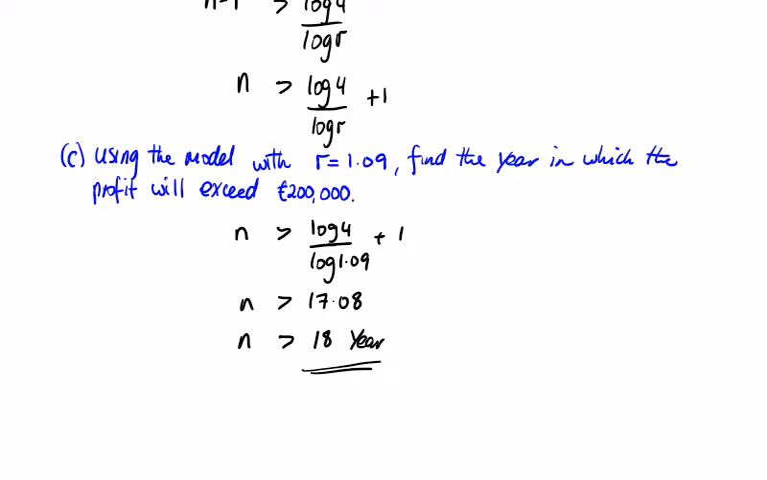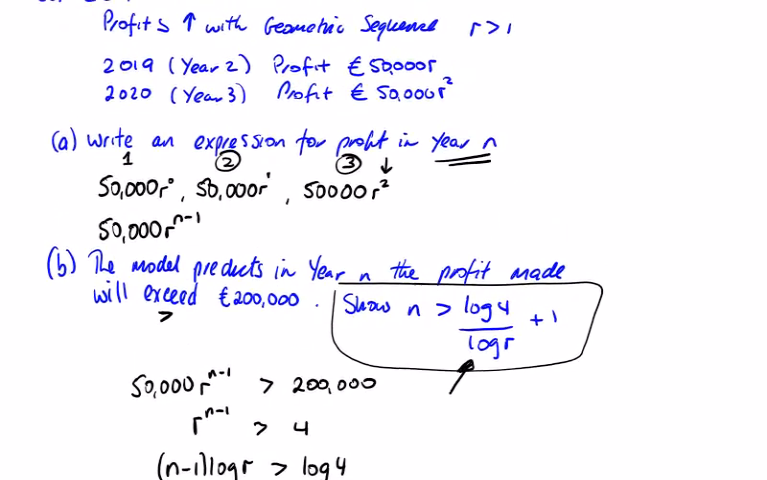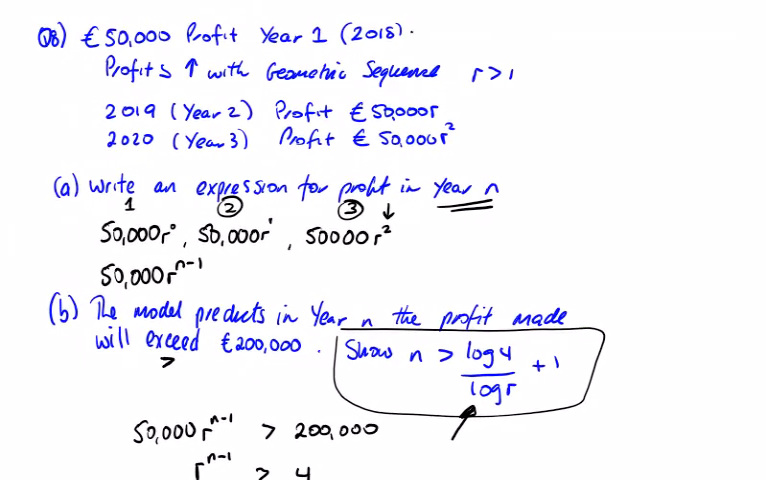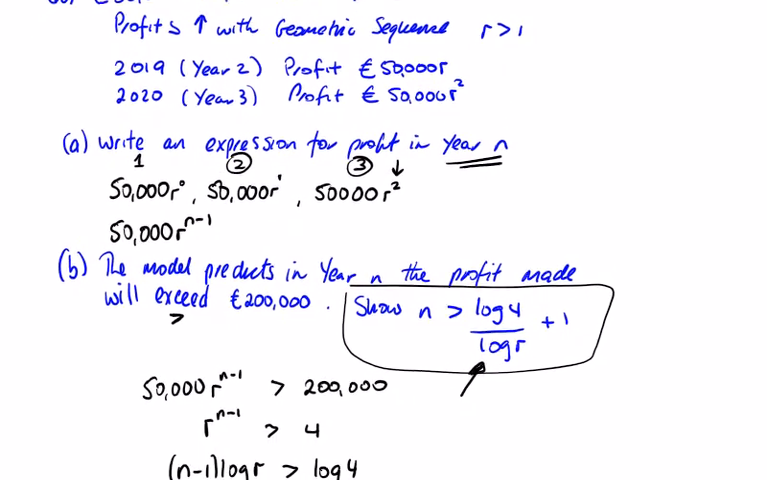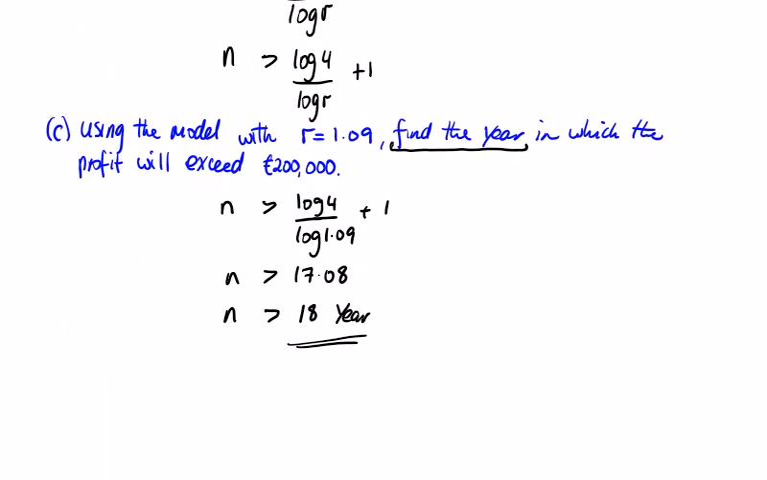That's part C. And it does ask us to find the year, so let me read the question carefully. Find the year. It's the 18th year after, when did it start? 2018. You see here it started in 2018. So the 18th year after that will be 2035.